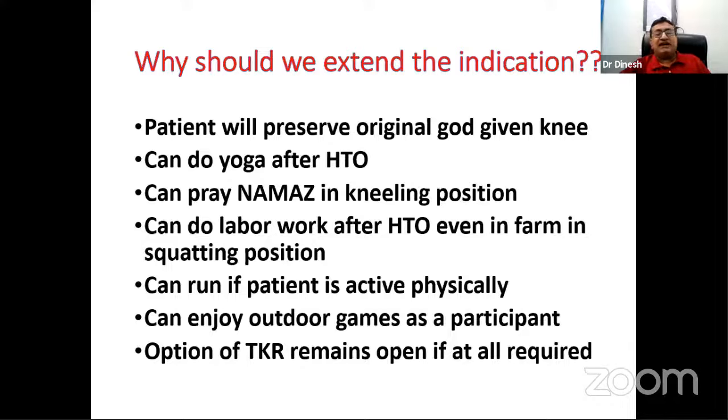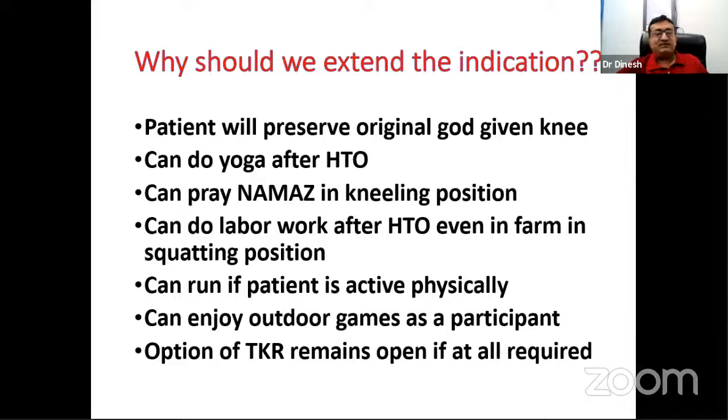Patient can do yoga after high tibial osteotomy, can pray namaz in kneeling position, which probably replacement does not allow, and can do labor work after high tibial osteotomy, even in farm in squatting position. They can run if physically active and want to do jogging daily, and can enjoy outdoor games as a participant. Dr. Pandit sir from Gujarat was always telling in our conferences that after high tibial osteotomy, patient can enjoy outdoor games as a participant, and after total knee replacement, patient can enjoy outdoor games as a spectator only.